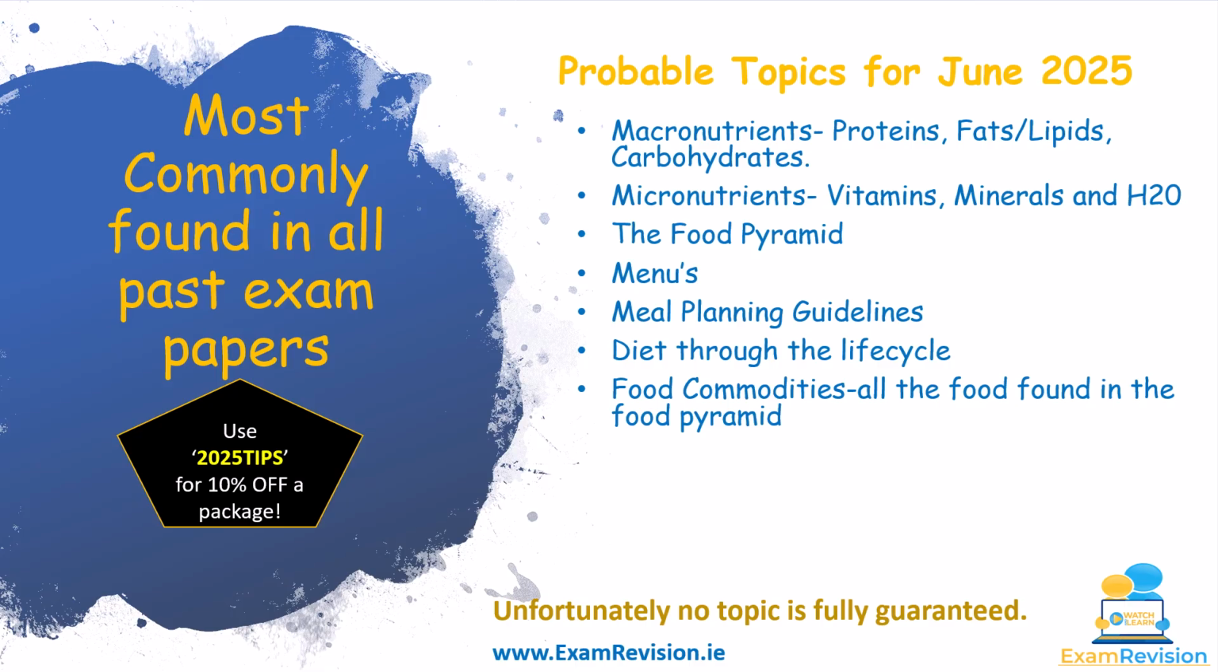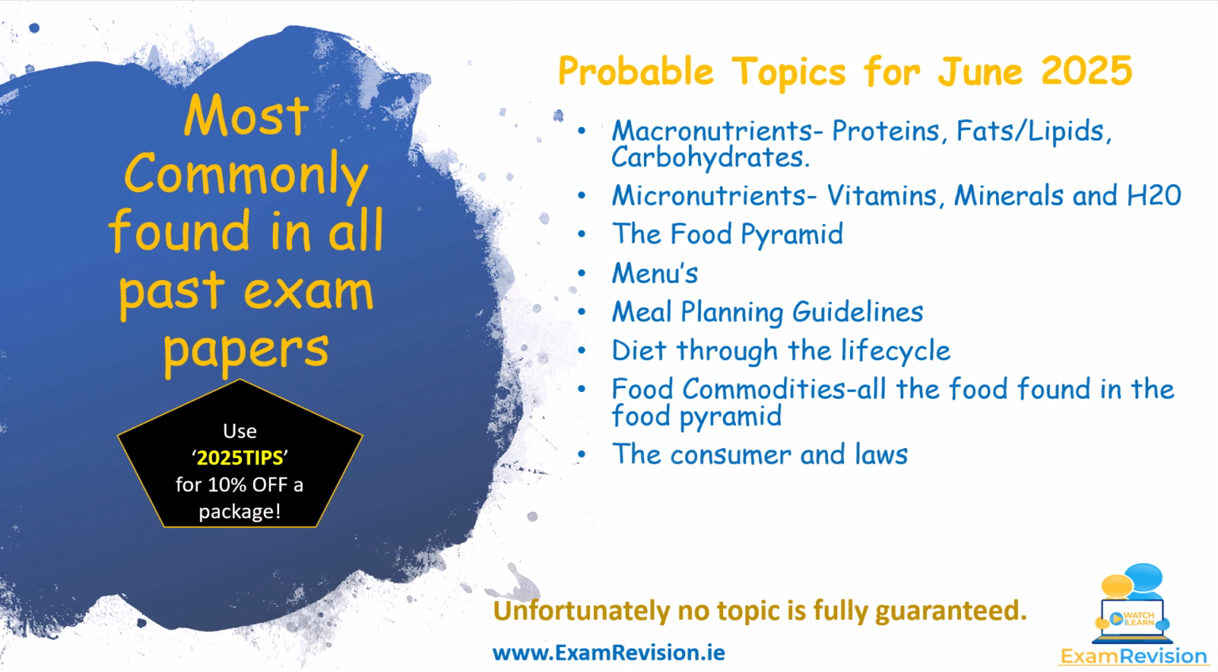Food commodities. So these have not come up yet as part of a full question, and therefore it's highly probable that they could come up this year. They are all of the different foods which are found in the food pyramids. If you think of your fruit, veg, and salads, your cereals, your dairy section, your meat, your eggs, your fats, all of those are known as food commodities.